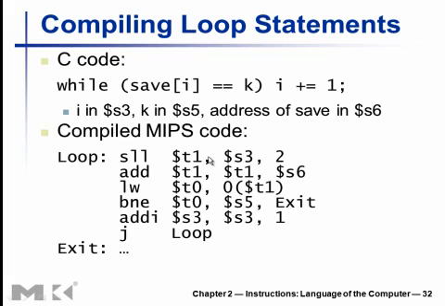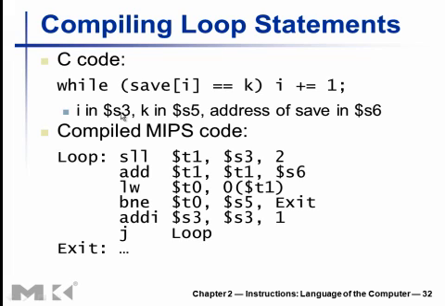Now here we're going to take a look at the loop statement in C code. Here we have a while loop. You check if the array element equals k. If that's the case, then you increase i by 1, which is i plus equal 1. So in this loop, we're going to count how many values stored in the array have the value k.